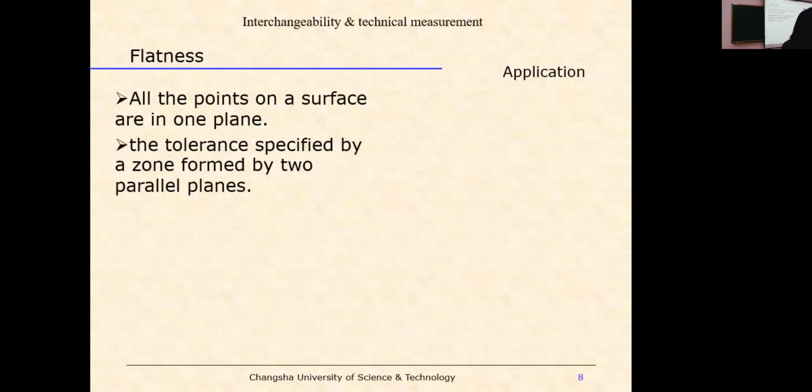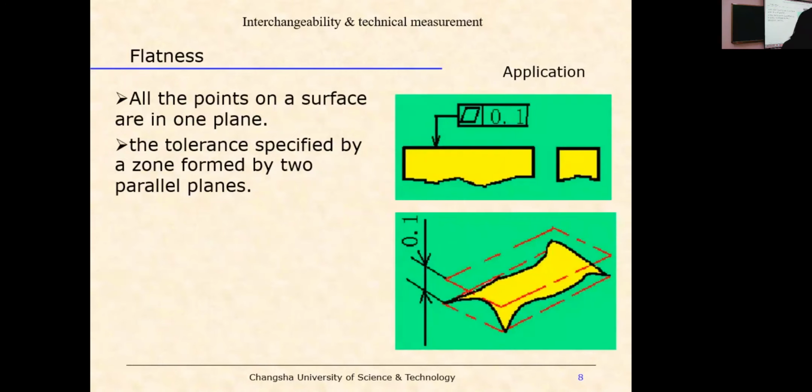So the tolerance, like this one, this is the surface. The surface is the tolerance. The surface tolerance is 0.1. We use a very flat plane to contain the actual surface. So his tolerance is 0.1. When we measure the surface, his tolerance is 0.1. This is his theoretical and his actual flatness is 0.1. We said it is available.